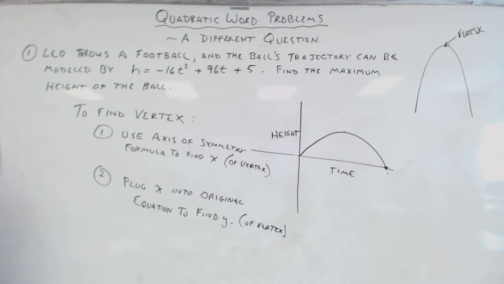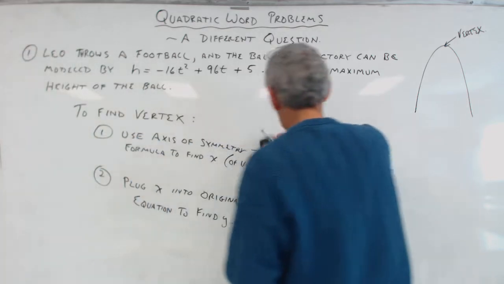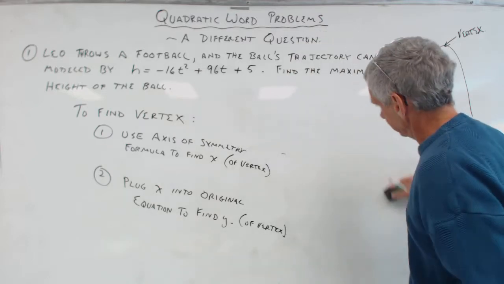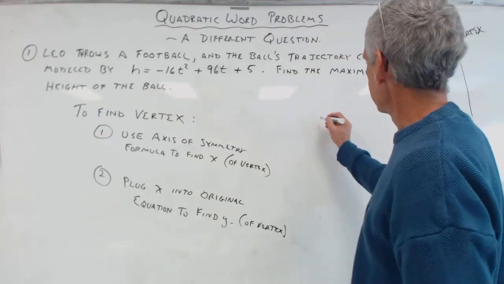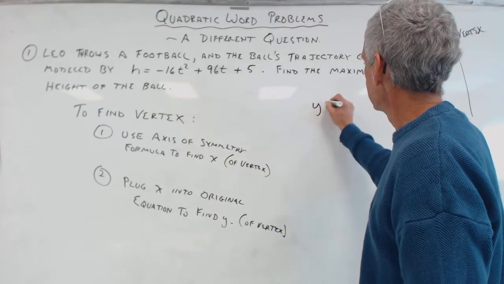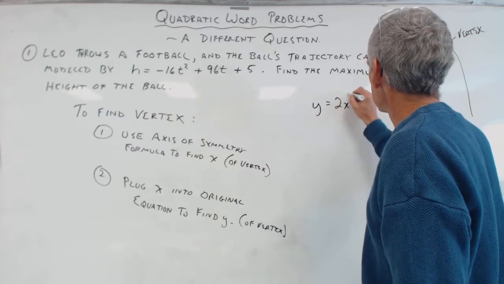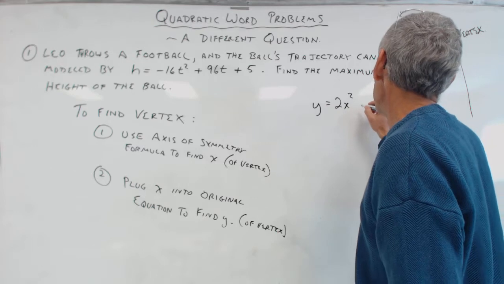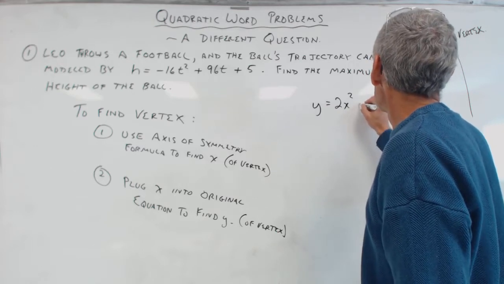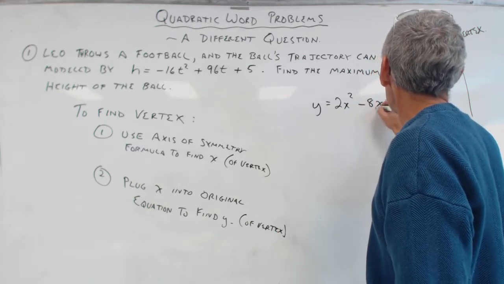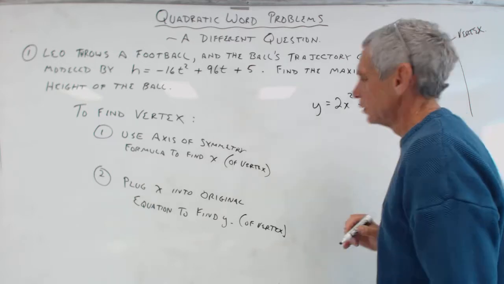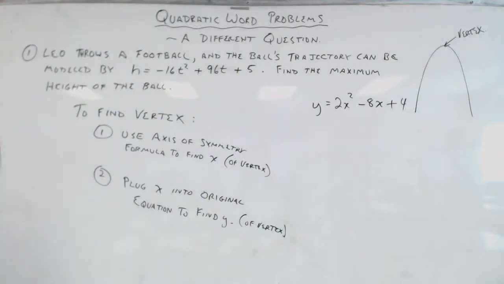So let's think about it. If I gave you an equation like this, y is equal to 2x squared minus 8x plus 4, and I asked you to find the vertex.